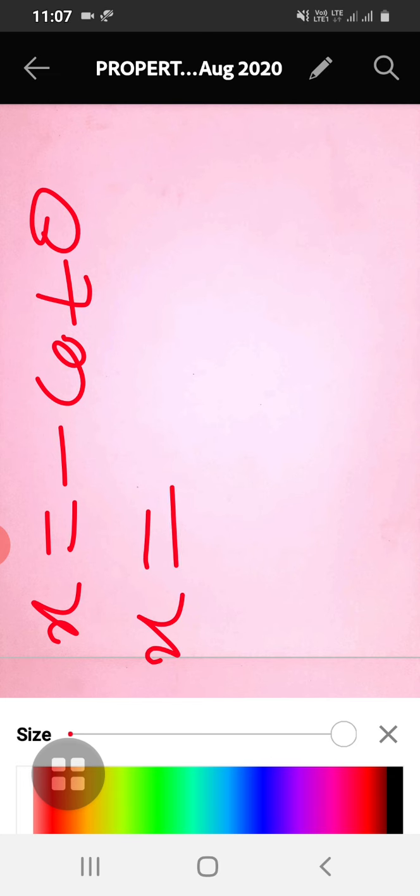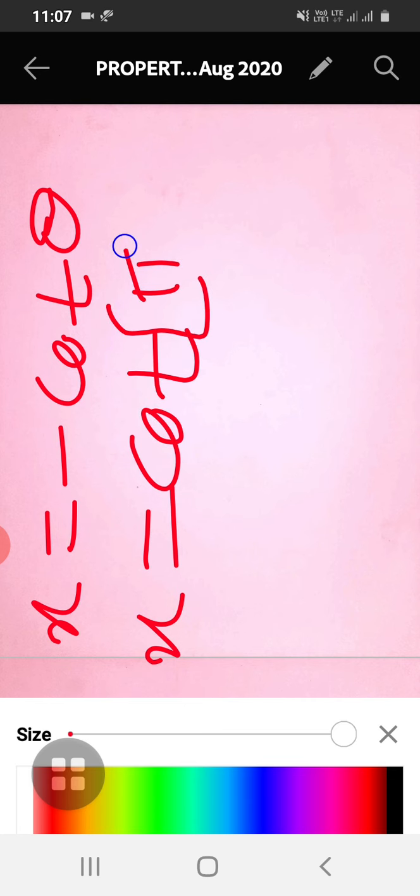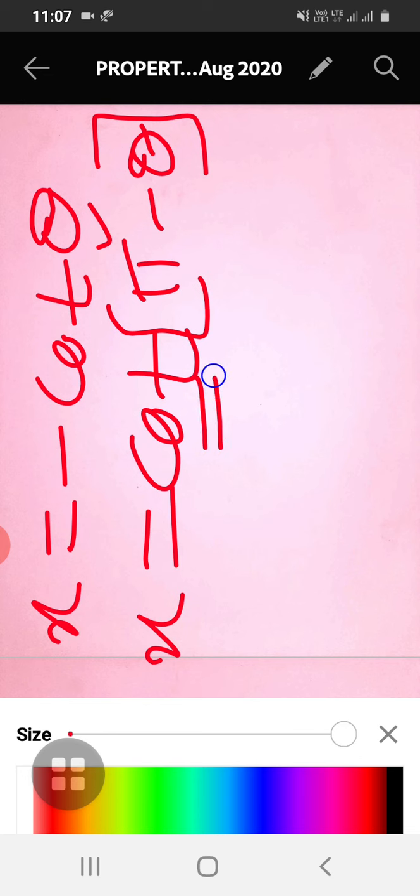What I got is x is equal to minus cot theta. I cannot write this minus cot theta as cot of minus theta. So I will write this as cot of 180 minus theta. Why? Because by the AST rule, 180 minus theta lies in the second quadrant, where sin is positive and cot is negative. Therefore, I get minus cot theta.